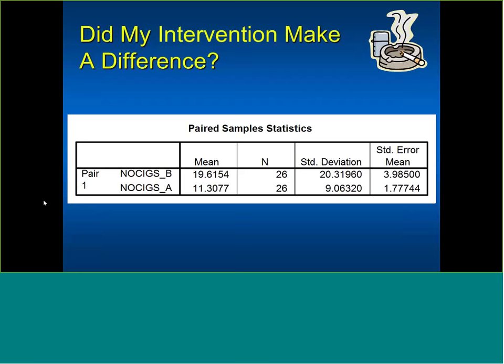So I count the number of cigarettes on average that they're smoking before the intervention. It's just under a pack a day at 19.6. And then I run my intervention, and lo and behold, it drops to 11.3. And so I say, wow, that's good. It went from about a pack a day to about a half a pack a day. So did my intervention make a difference? From the eyeball test, it looks like maybe it did.